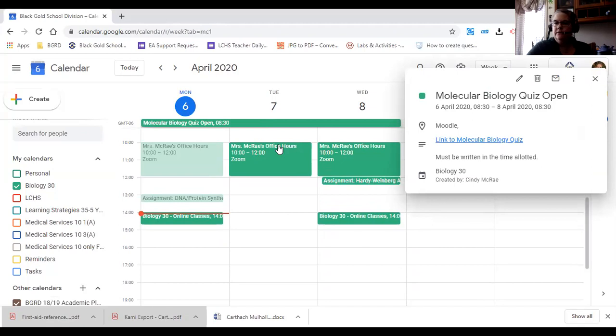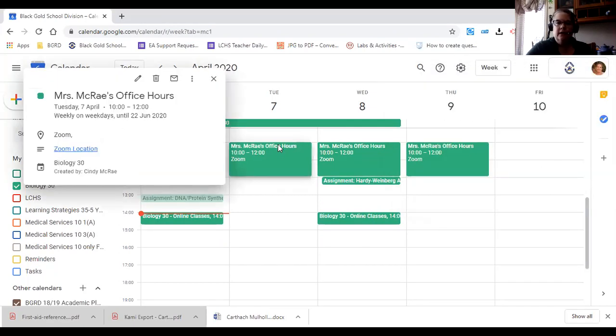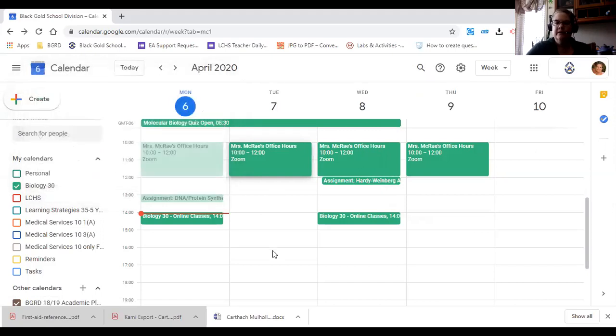My office hours are from 10 to 12. If you click on that, there's the office hour link to Zoom. So you can just go straight to Zoom that way. What this does is it's just a way to help you get yourself a little bit organized as far as when everything's happening. The assignments, so I just posted an assignment for Hardy Weinberg, are automatically uploaded.